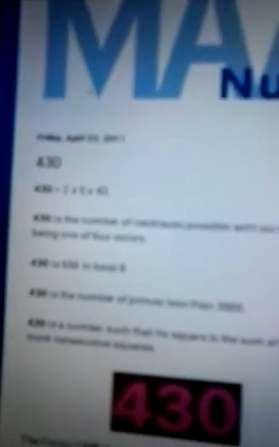Here you're looking at the number 430. 430 equals 2 times 5 times 43. 430 being a Sphenic number. 430 is a number of primes less than 3,000. 430 is a number such that its square is the sum of 2 or more consecutive squares.